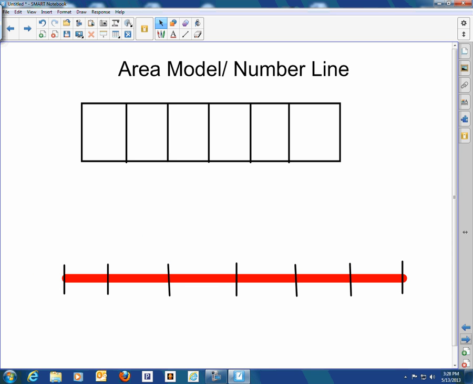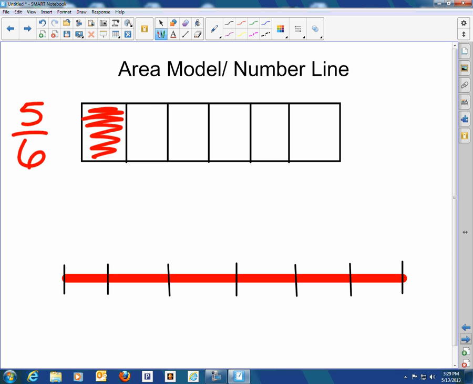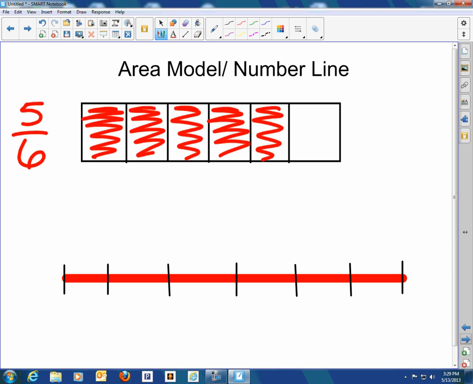The next way that we can show 5/6 is we can use an area model. An area model is the same thing that we usually call a picture. So if I'm using an area model, I can take a rectangle and split it into 6 equal boxes, and to represent 5/6 with an area model, I would shade in 5 of the 6 boxes.